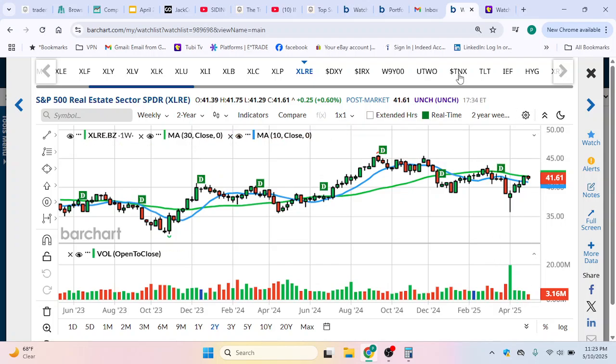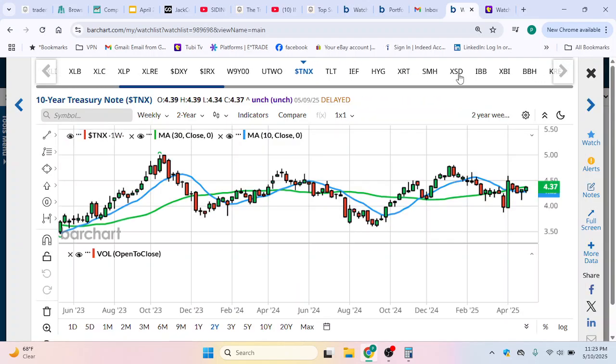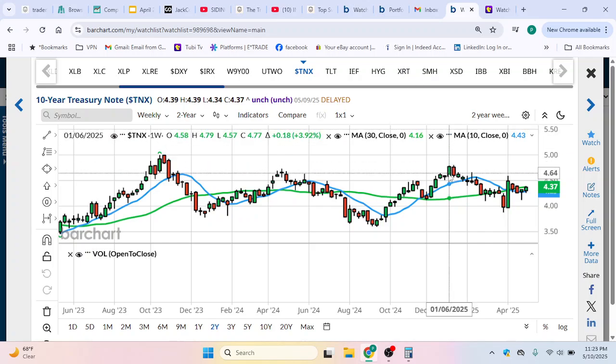Interest rates haven't done much. Interest rates are still in the 4.37 area, which is lower than this recent high of 4.79. So interest rates have come down just a little bit.